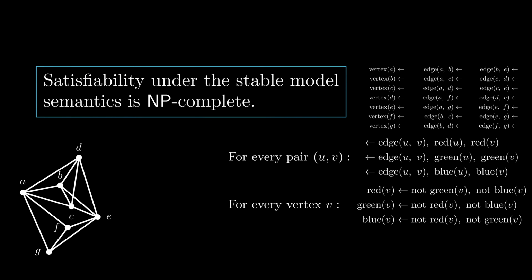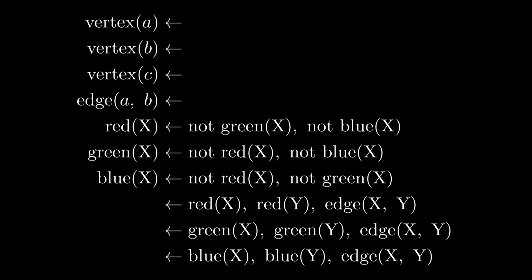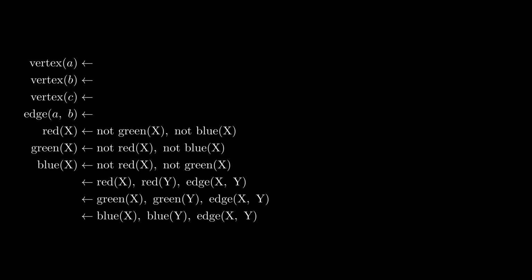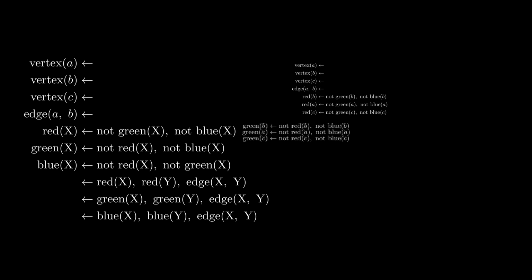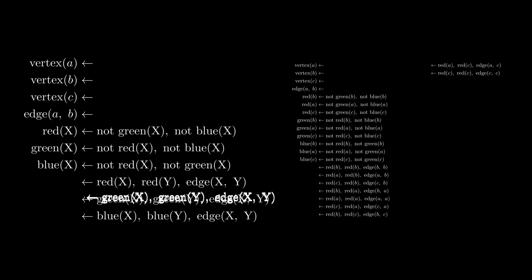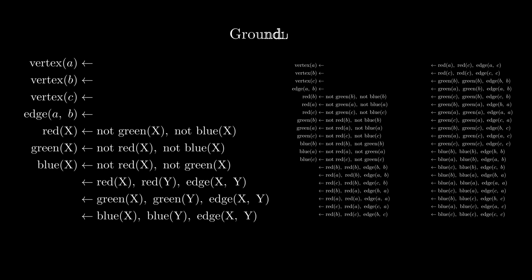If you look into the literature, you might see it presented like this with those variable symbols x and y. Using variables in logic programs is just a shorthand for the set of rules that you would obtain by considering every possible replacement of the variables by every possible term, just like this here. It is called the grounding step and allows to reduce to the propositional case.